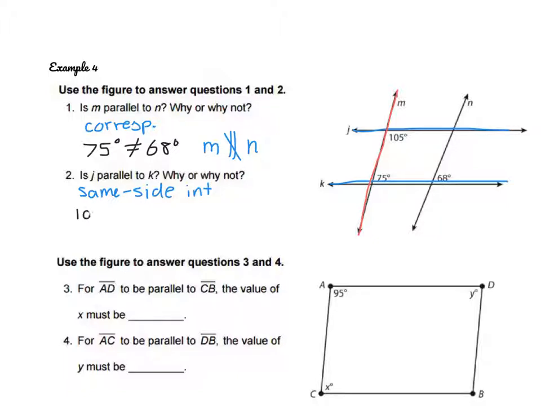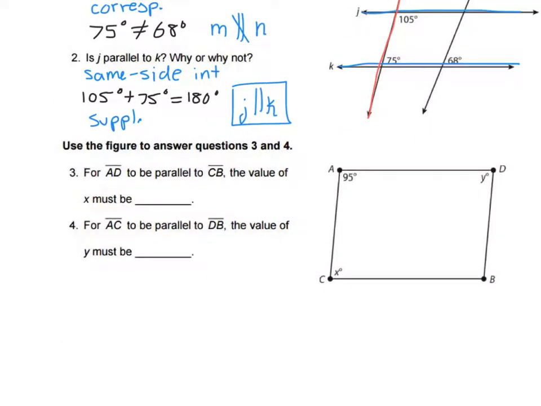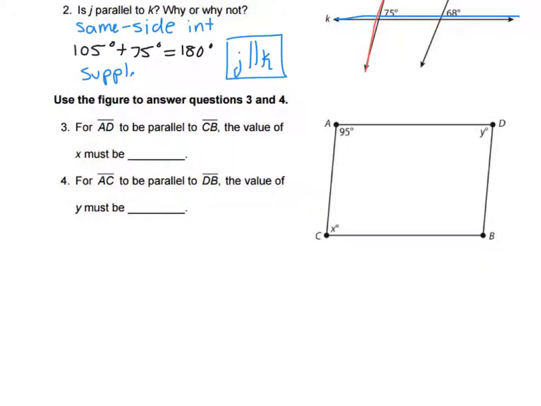So let's see what happens when we add them up. 105 plus 75 degrees equals 180 degrees, which means that the two angles are supplementary. So we know that if the same side interior angles are supplementary, then the two lines are parallel. So we can conclude that line J is parallel to line K. All right, let's look at this last example together. So we're going to use this same figure for 3 and 4.